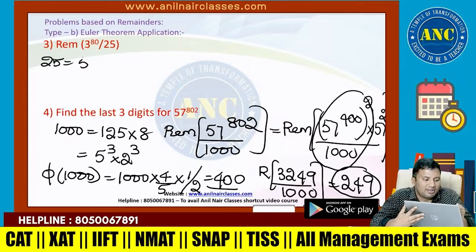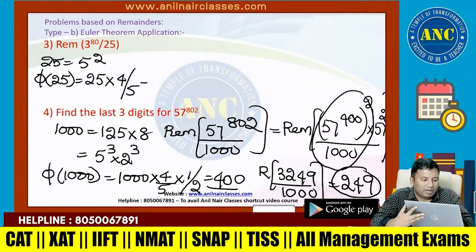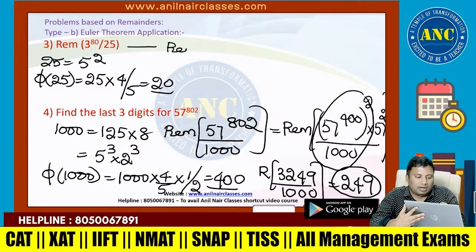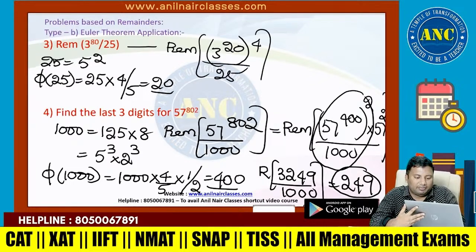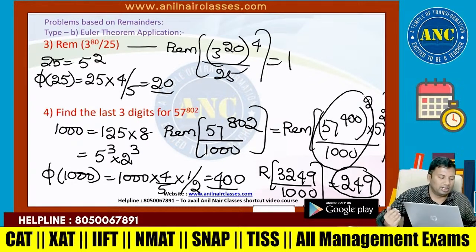25 is 5 square. So the quotient of 25 is 25 into 1 minus 1 by 5. It is 20. So this is nothing but the remainder of 3 power 20 power 4 divided by 25, which is 1, which we solved already.